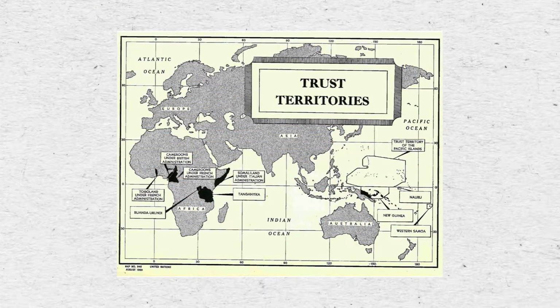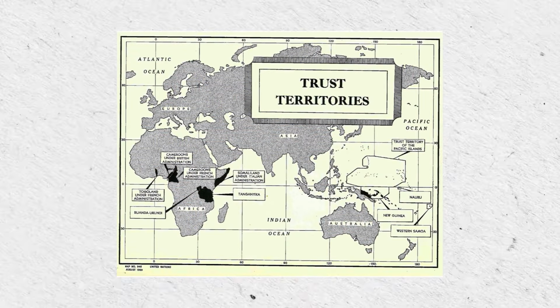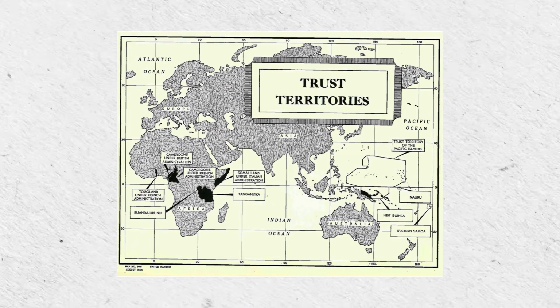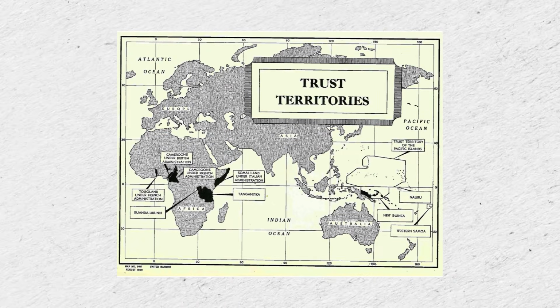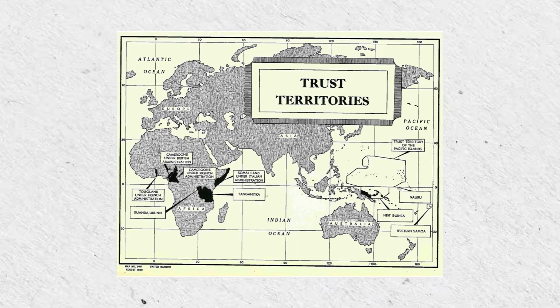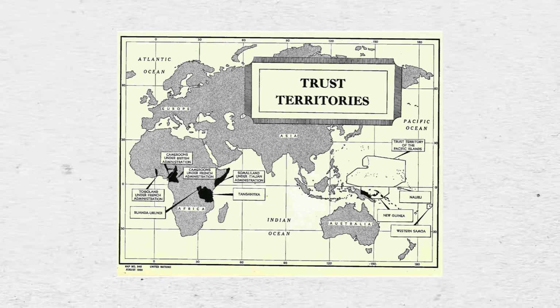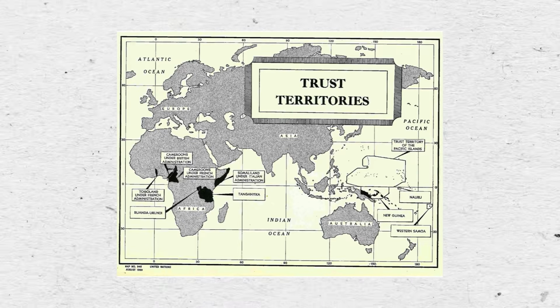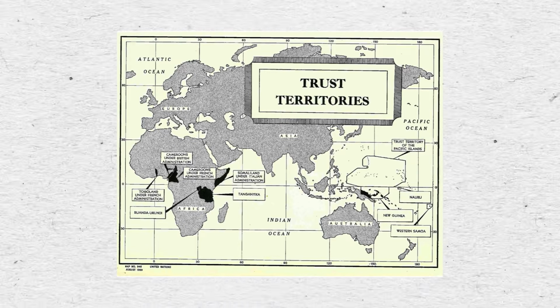In conclusion, the Trusteeship Council was an important international institution that played a crucial role in the post-World War II era. Although it no longer exists in practice, its legacy lives on through the continued efforts of the UN to support territories in their journeys towards self-government and independence.